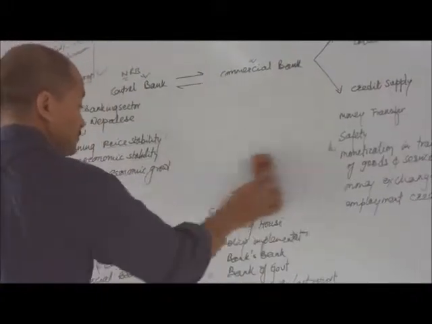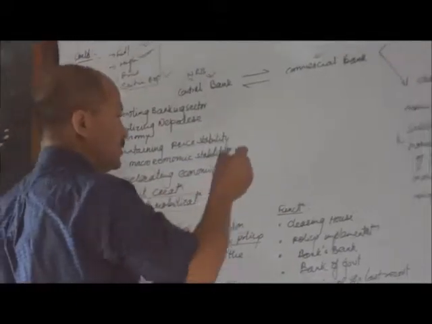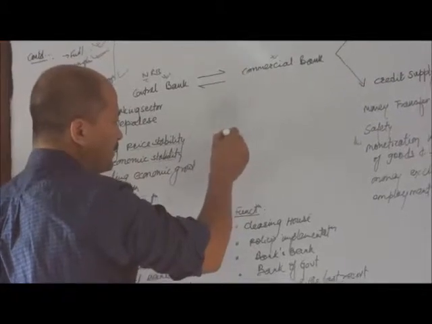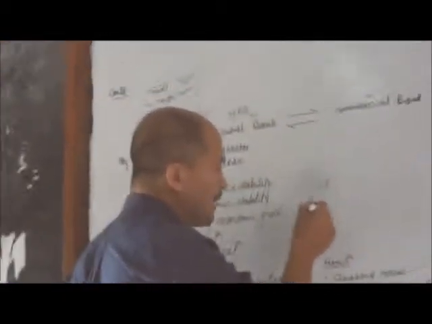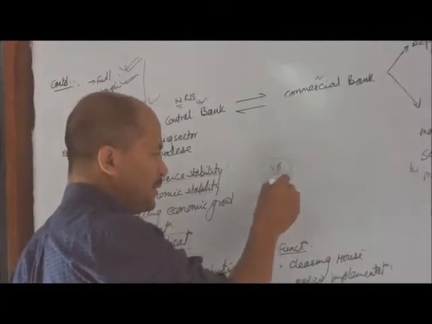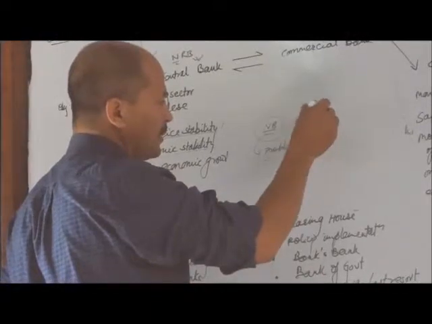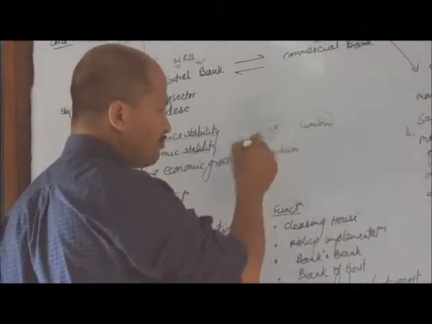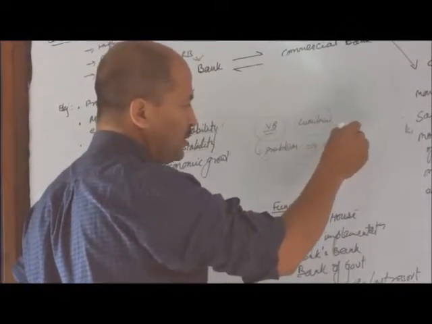To achieve the objectives, just like Nepal Bangladesh Bank and other banks, this is the case that Nepal Bangladesh Bank has a problem, and Lumbini Bank also. The problem is because of a conflict of interest.